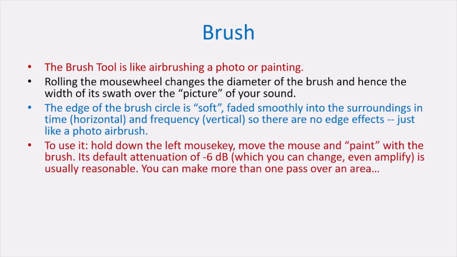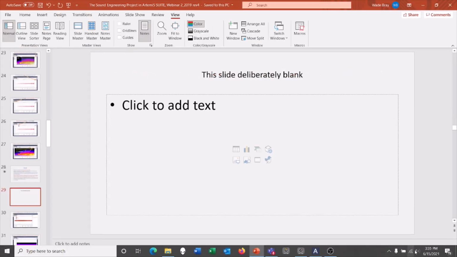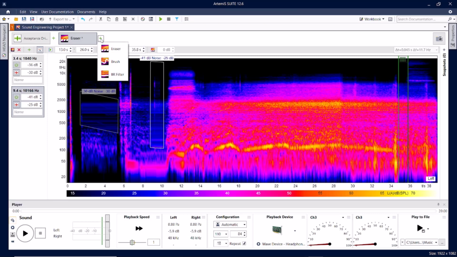Hold down the left mouse key, move the mouse, and paint with the brush. Its default attenuation is -6 dB. You can change that. You can make more than one pass. There are some advanced settings for replacement noise, but we're not going to cover them in this webinar because they're rarely needed with the brush function. So let's try that live. We'll go back out and we will go into the PowerPoint and we will grab a brush.